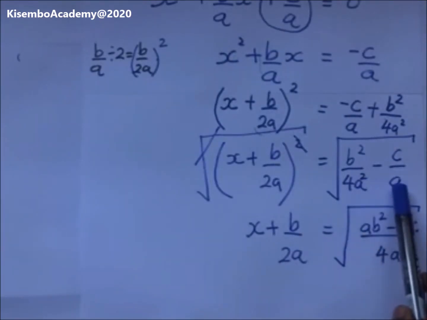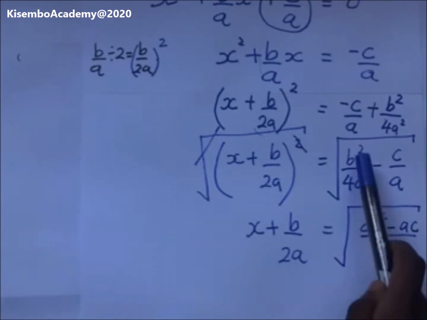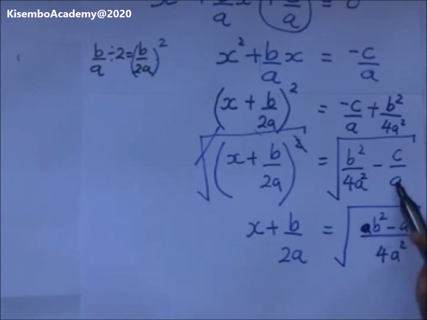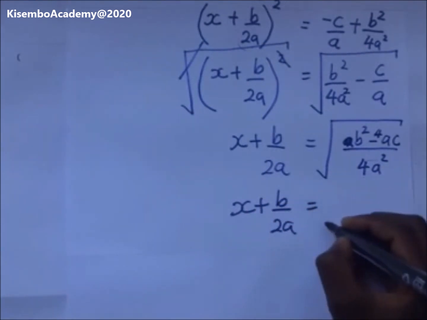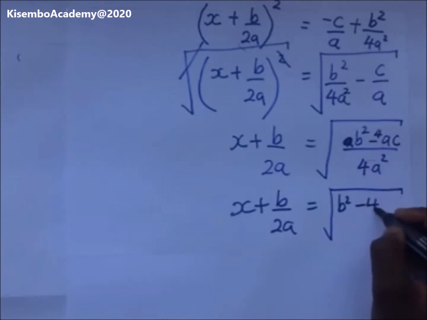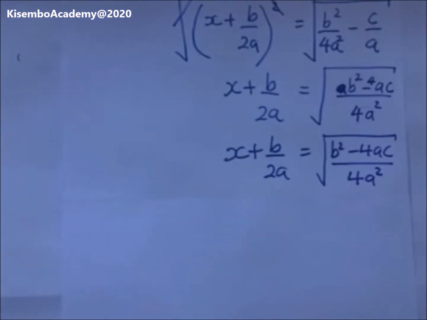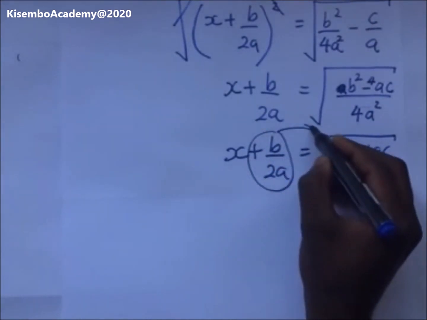Now the LCM of 4a squared and a is 4a squared. So 4a squared divided by 4a squared is 1. 1 times b squared is actually b squared. Then 4a squared divided by a is 4a. 4a times c is negative 4ac. So our next step here is x plus b over 2a is giving us all this thing under the square root of b squared minus 4ac over 4a squared.